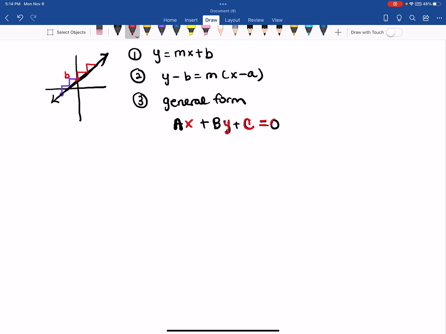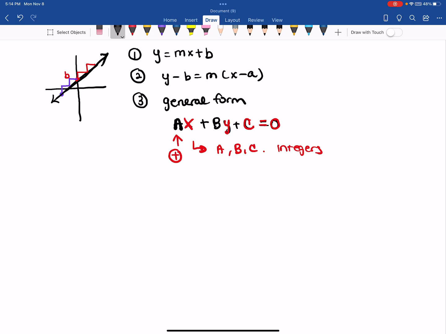One side must be 0, and it is also important that the A value is positive. So you have to start with a positive number that's attached to the x value. Also, for A, B, C, we don't want decimals or fractions. We want integers, but the A value has to be positive.